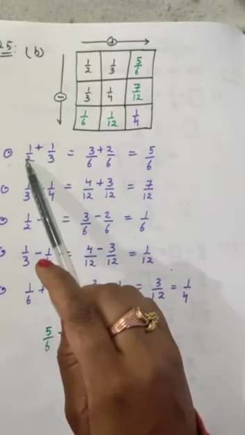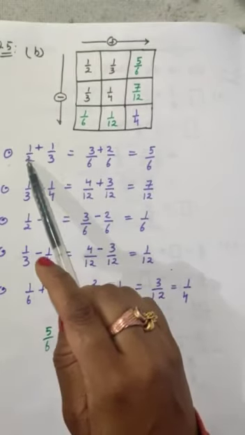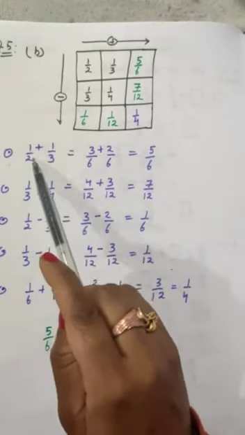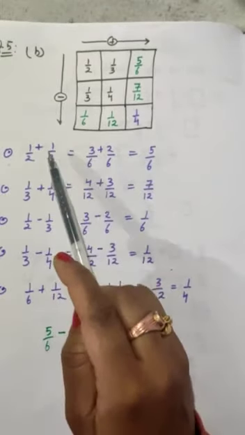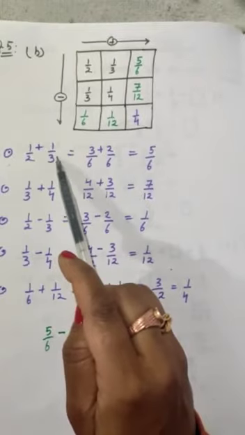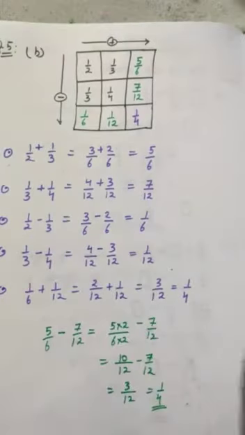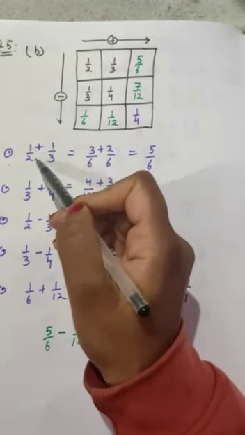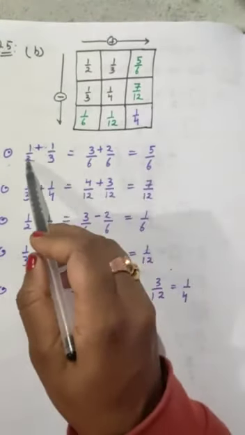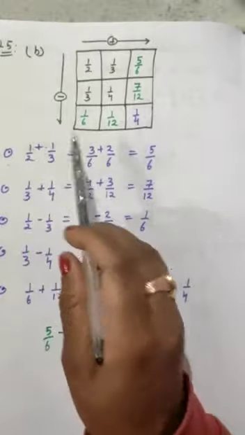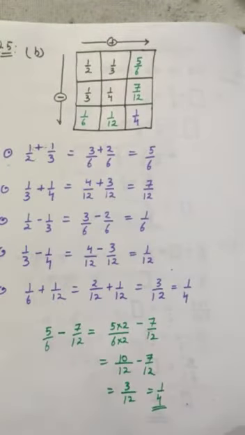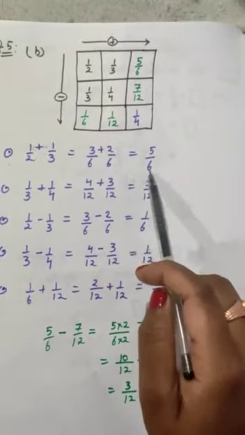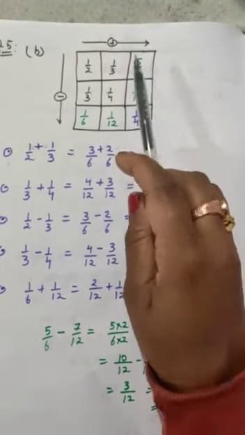So LCM of 3 and 2 is 6. So you know what to do. 1 into 3 will become 3, and 1 into 2 will become 2. Or you can do one thing: you can just cross multiply them. This is also correct. 3 2s are 6 in the denominator, and 3 plus 2 in the numerator. So whatever way is comfortable for you, you can simplify it. So the answer is 5 by 6.